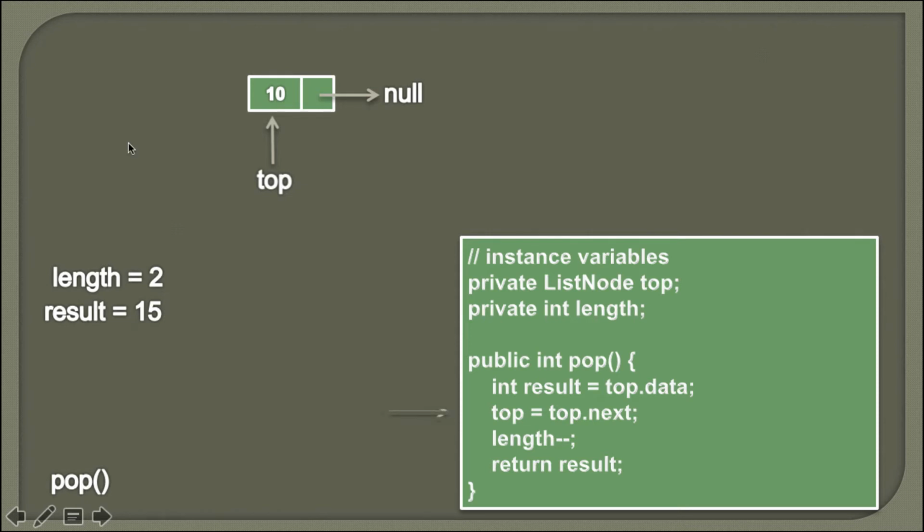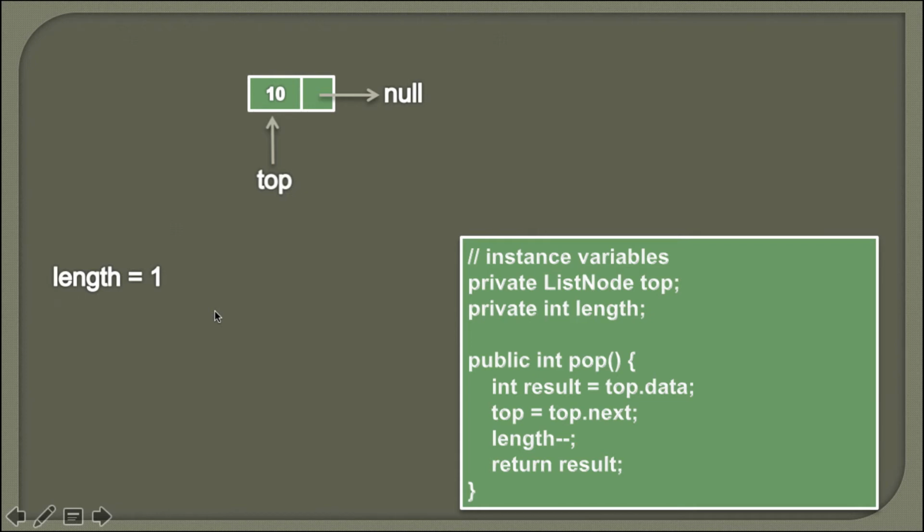Moving ahead. Now we have removed the node from the stack. So we need to decrement the length by 1. So now length becomes 1. We'll simply return the value 15 from this method. Now you see the stack contains only one element and the length is 1.